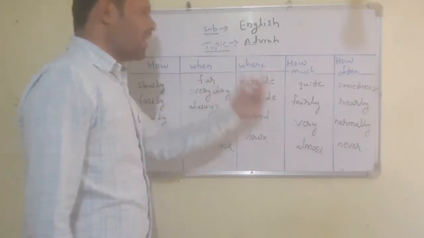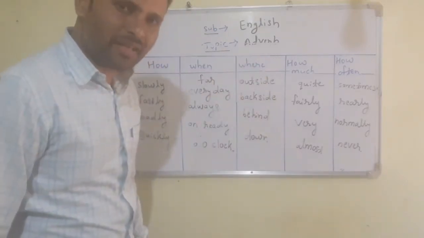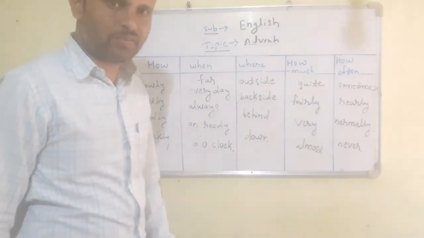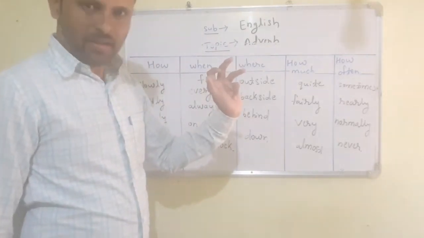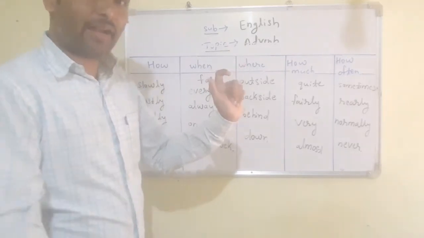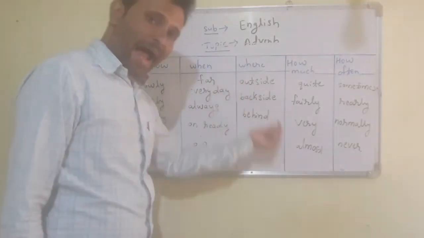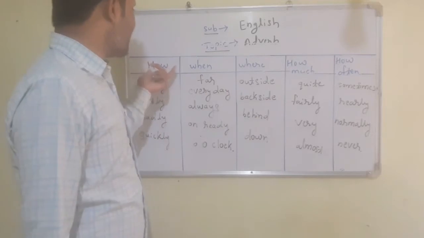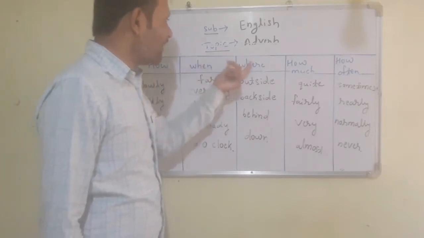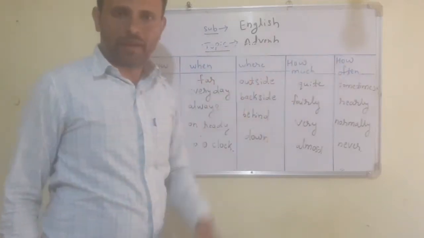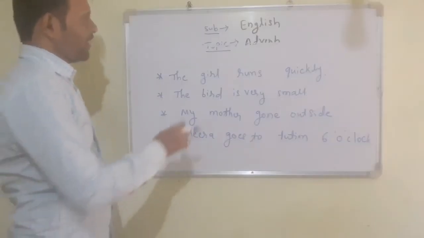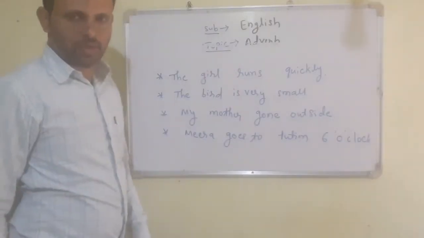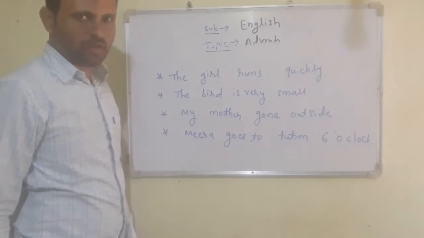These are all adverbs. Whatever words in a sentence explain a verb, an adjective or another adverb, those are all adverbs. What do they explain? They explain how, when, where, how much, how often. Now we have to discuss examples of describing words, which are called adverbs.